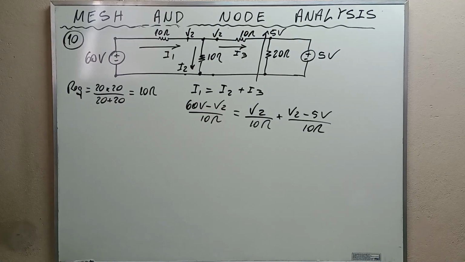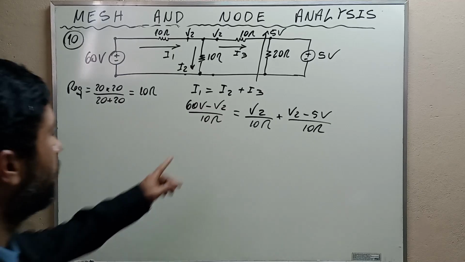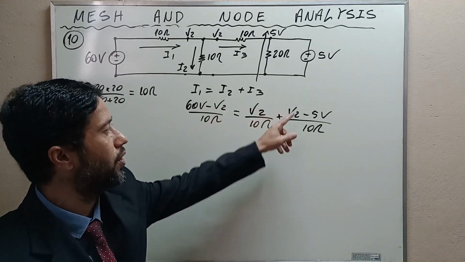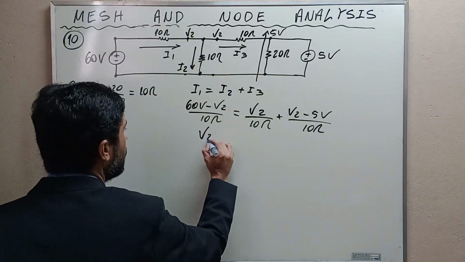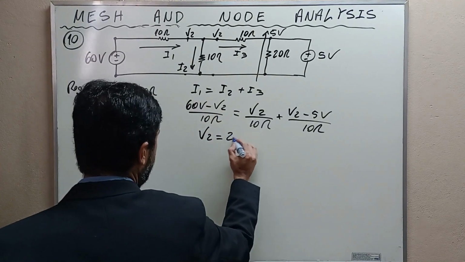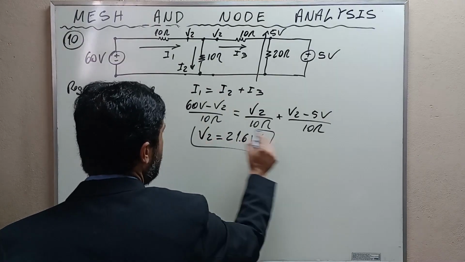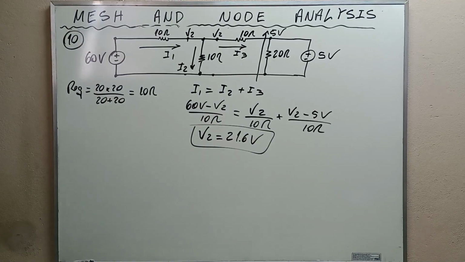Now it's simple mathematics. It's simple mathematics because we have only one variable here. Okay, we have only V2 here. Whenever we have one equation and only one variable, we can simply calculate. And it is easy. I invite you to try in your house. And after solving this, we find that V2 is equal to 21.6 volts. Okay, my friends? And this is the solution of exercise number 10.